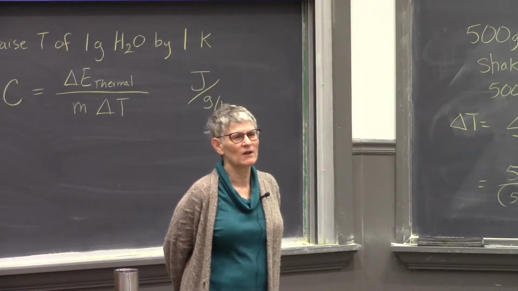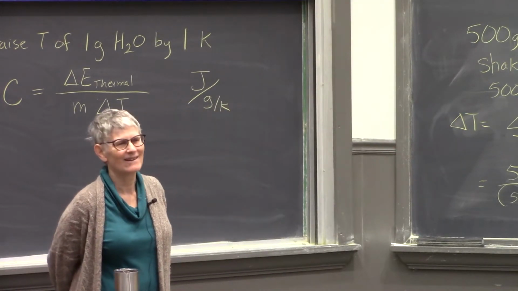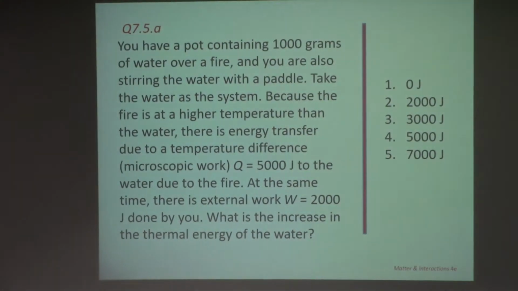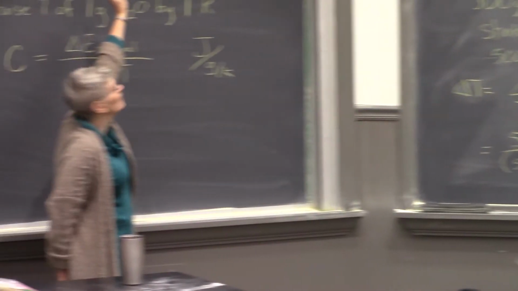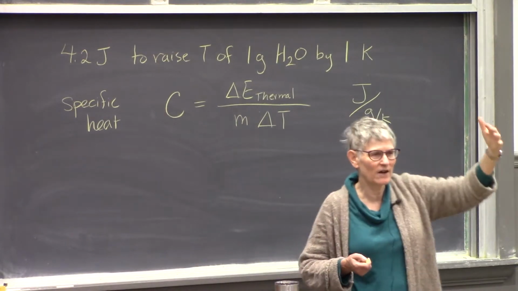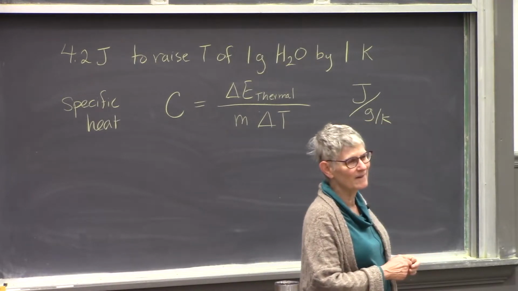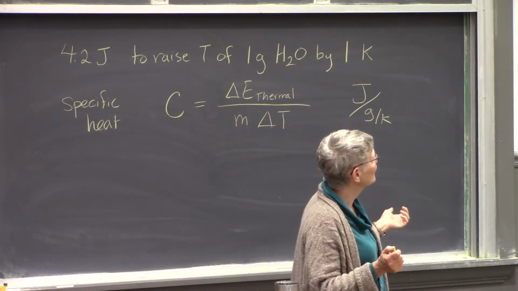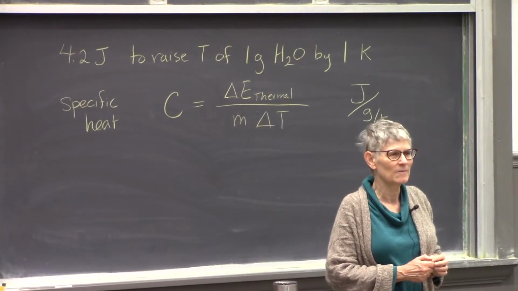So this is an easy question. I'm not asking you for a temperature. Okay, all right. So the answer is indeed 7. The change in the energy of the system is the work done by the surroundings on the system, that would be W, and the energy transfer due to a temperature difference between the fire and the water, that's Q. So we add them together. 5,000 plus 2,000 gives us 7,000. Okay?